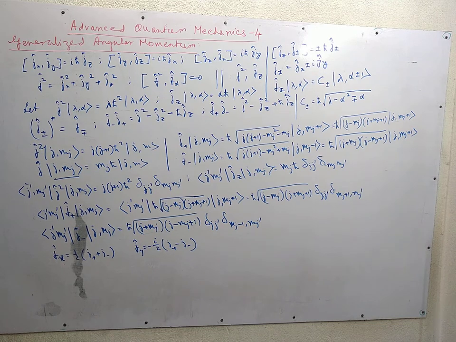In the next class, we shall find out the explicit matrices for these operators using the first three possible values of j, that is j equal to 0, j equal to half, and j equal to 1.